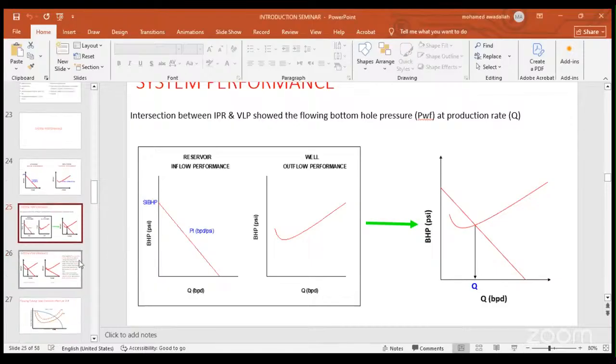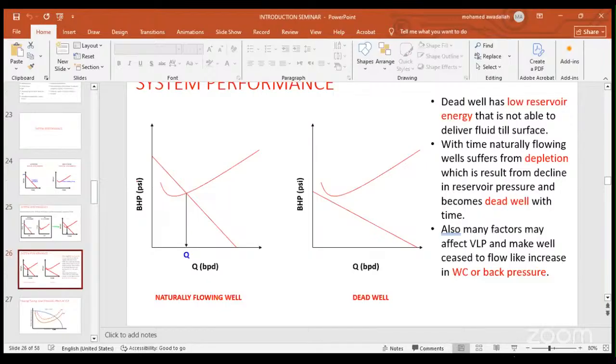So what will be the case if the energy drops, or the reservoir pressure drops with time? As we can see here, the reservoir pressure will decrease from the initial pressure to a lower value. In this case, there will be no intersection between the VLP and the IPR. The well will stop flowing naturally and need assistance, or need more energy added to the system to allow the well to flow.